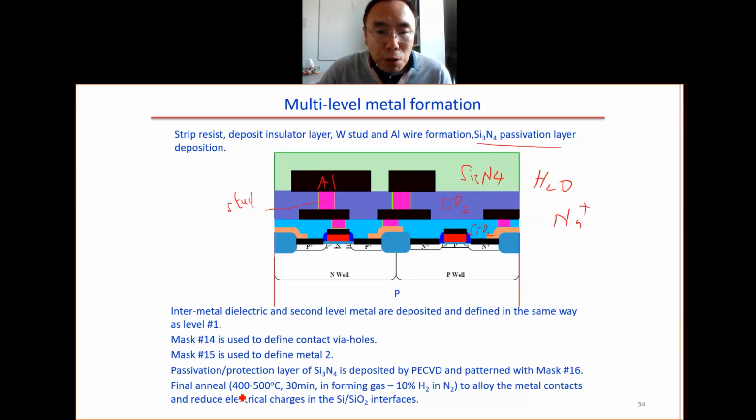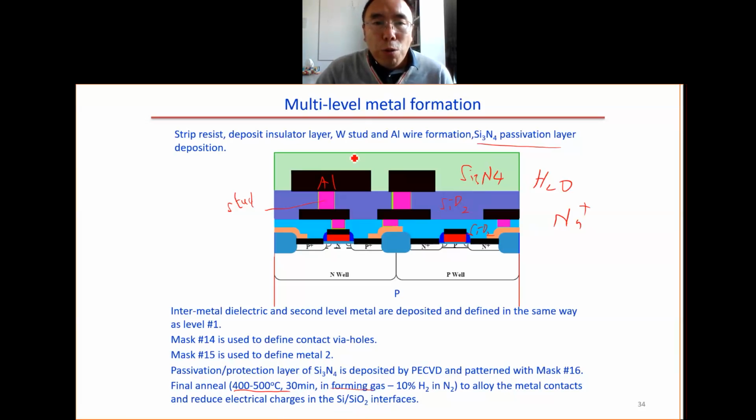So in the end, we do an annealing process. It's called the forming gas: 10% hydrogen in nitrogen, to reduce the metal, to allow the metal contact and reduce the electrical charge at the silicon dioxide interface.